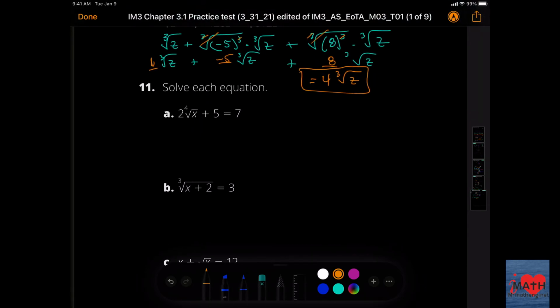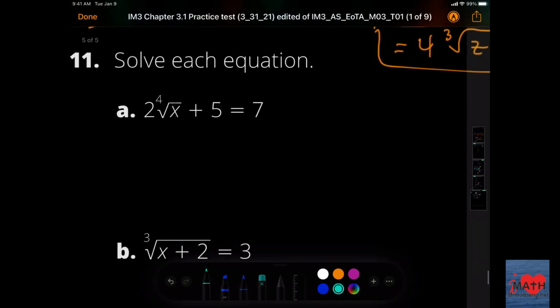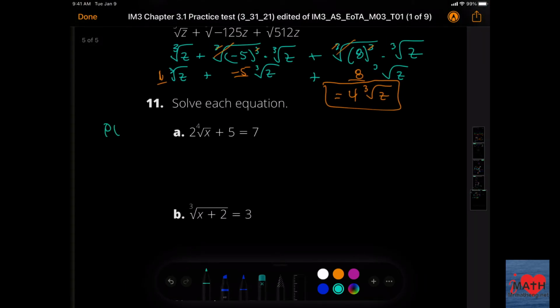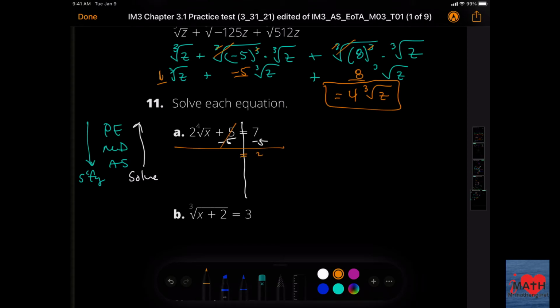All right, number 11. Solve the equation. Okay, I'm going to see if I can first isolate the radical sign. And remember, I'll just start my little trick here. Normally, you would simplify using PEMDAS, but if you are solving, you're going to do this in reverse to help you isolate the variable. So we're going to subtract 5. This will cancel, and you're left with 2 times the 4th root of x. Okay, and right there is multiplication, so I'm going to divide by 2.